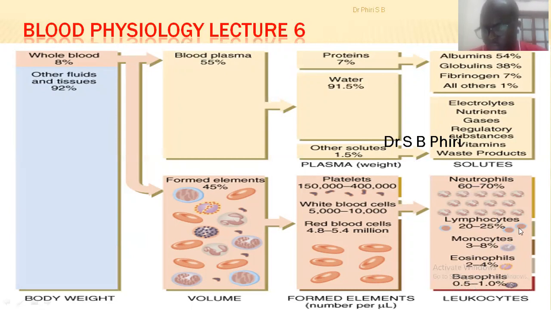So this is a normal distribution of white blood cells. The majority of white blood cells are neutrophils, followed by the lymphocytes, then monocytes, eosinophils, basophils. In certain diseases, you find that these proportions will change. Maybe you can have more basophils, or more eosinophils, more lymphocytes, or neutrophils beyond the normal range. We'll discuss those disorders towards the end of the class.